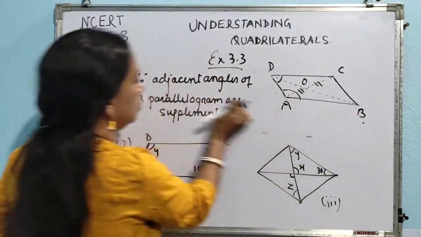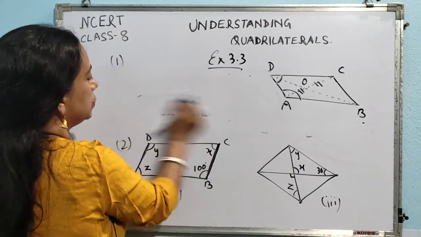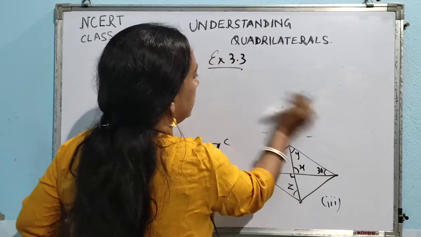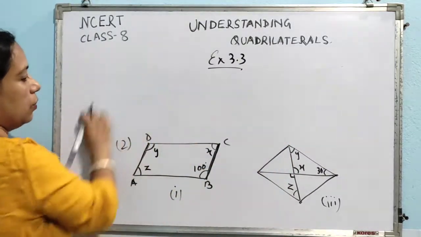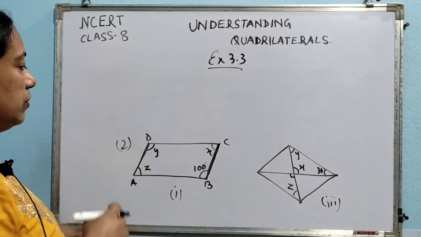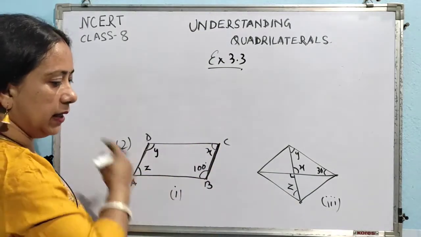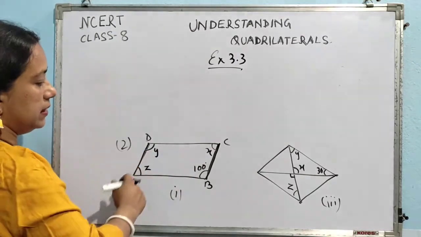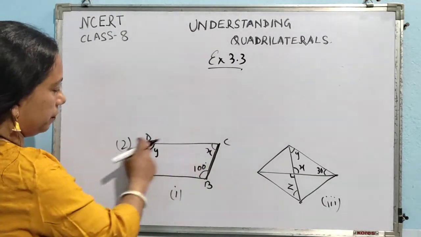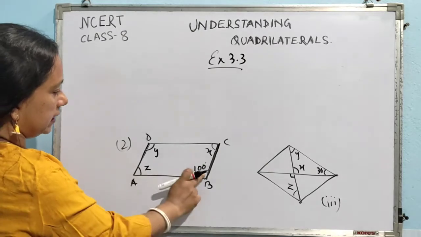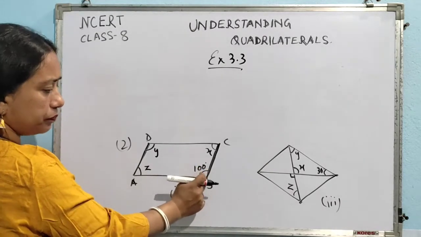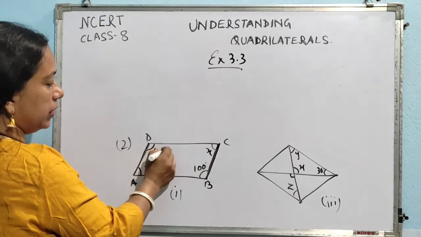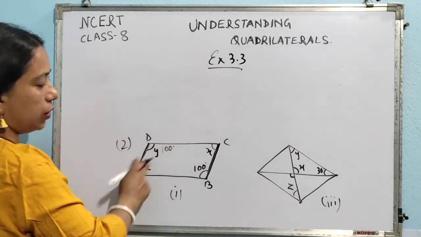Okay, now coming to the next question. Okay, see the second one. They have given that the figures are of parallelogram. You have to consider that these are parallelograms, and what they are asking us to do is find out the values of x, y, z. Now looking at this parallelogram, see, this angle B is given to be 100 degree. So opposite angle of 100 is y. So it will also become 100 degree since opposite angles.